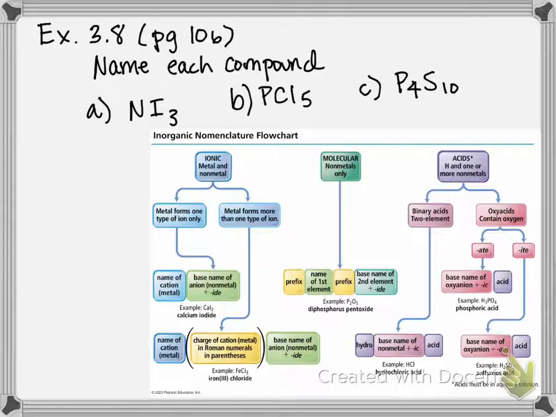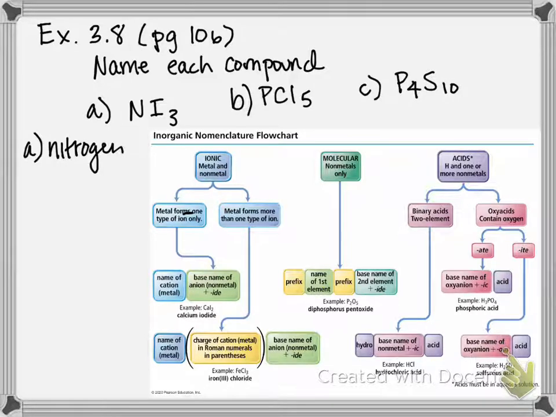So for A, NI3. So one little caveat to naming is anytime your first element only has 1, it's understood that it's 1, so we don't have to write the mono prefix. So A is not mono nitrogen, it's just nitrogen because there's only one of them. So A, the first part would be nitrogen.